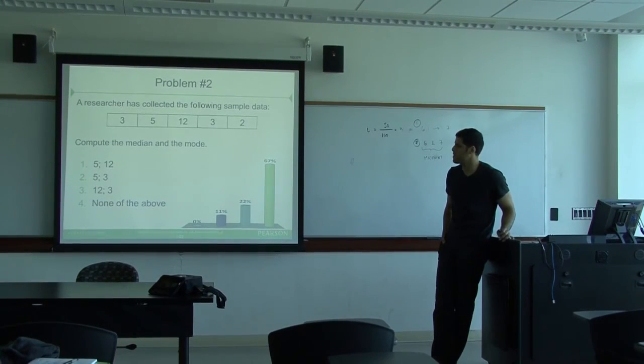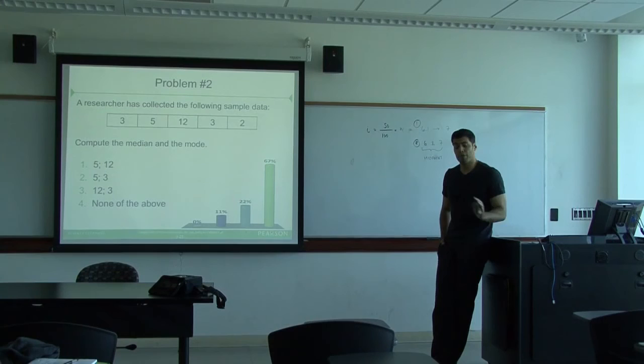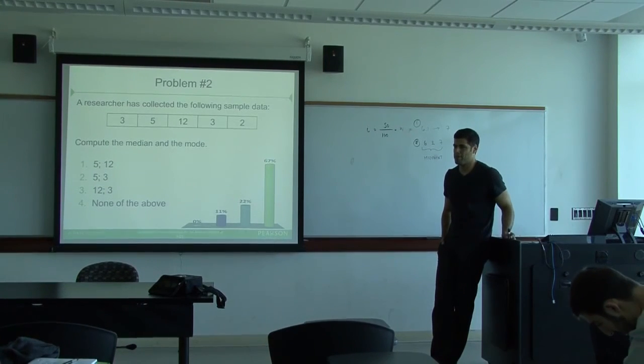So what happened here then to get different answers? Why do we have different answers on number 2 and 3? Because we didn't rearrange the data, basically, right? That's what I'm guessing. So when you're computing the median, the first thing you always want to do is rearrange the data. Otherwise, you're going to get the wrong answer.